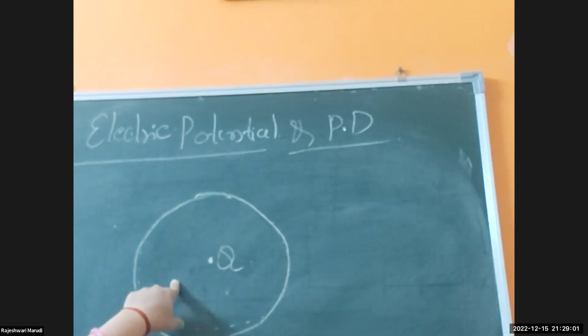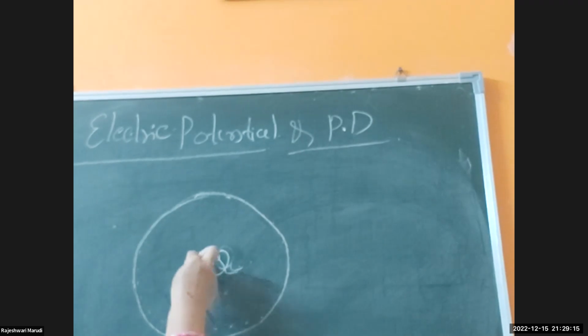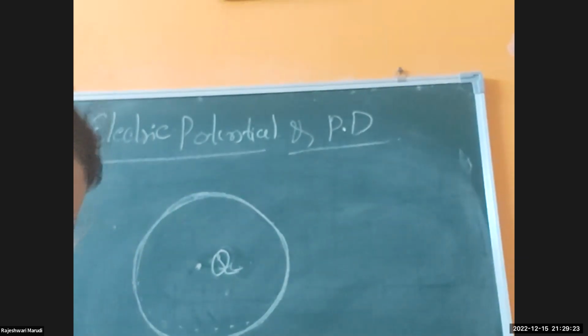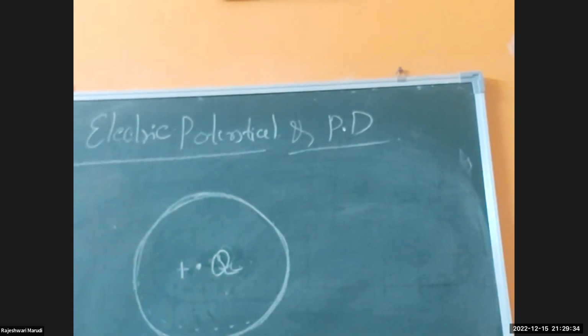Are you able to see this diagram? Yes, ma'am. So here, the charge is Q. I represent it by the dot. The space around this charge is called an electric field. In this electric field, I have put a unit positive charge. If you take any other positive charge, I represent it here by a small q, are you able to see?